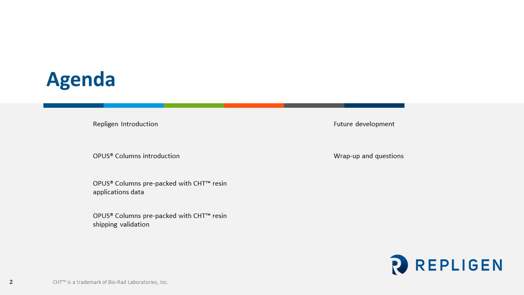So the agenda today, we'll do a quick introduction of Repligen and OPUS columns, and then get into the data which we're showing today with OPUS columns pre-packed with CHT resin, including pre-shipping data and post-shipping performance data. And then we'll follow up with future developments and any wrap-up questions at the end.